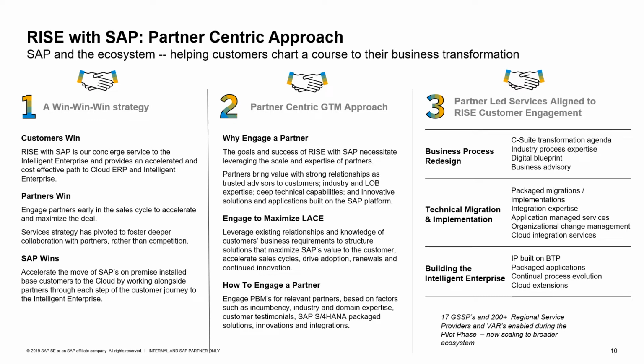So we will be working with all of our customers in our sales cycles, whether they be direct or indirect, engaging with you, our partner, to provide services and or sell support for the Partner Edge sell or resell and our cloud choice profit ways to market. And thirdly, we have partner-led services, which are aligned to the RISE customer engagements. And this includes things like business process redesign, technical migration and implementation services, and really building the intelligent enterprise with IP built using the BTP platform.